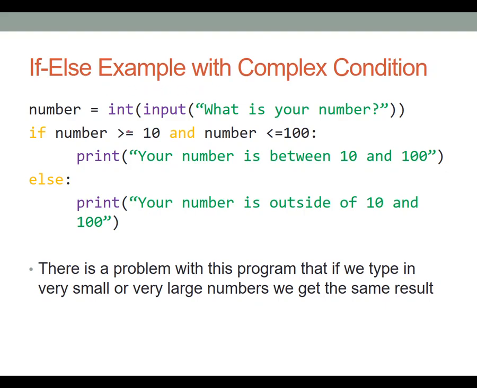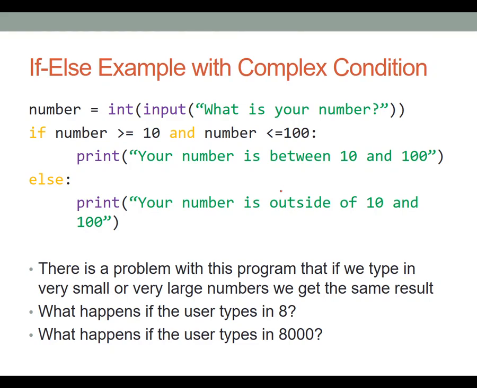The way it works is we've got this program we've been looking at before. If number is greater than or equal to 10 and number is less than 100, it will say your number is between 10 and 100. Otherwise, it will say this. The problem is, what happens if you type in 8? Well, it's going to say your number is outside of 10 and 100. What happens if you type in 8,000, 8 million, 8 billion? It's going to say the same thing, which seems a bit silly.